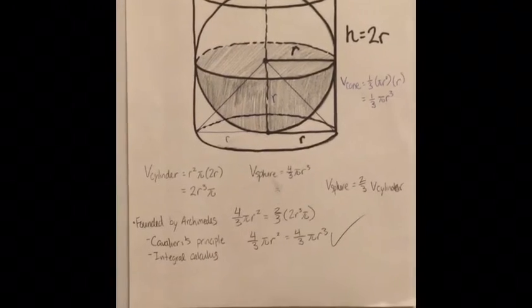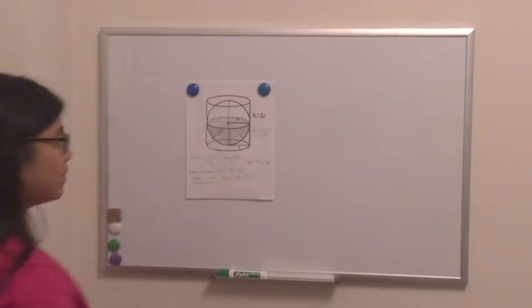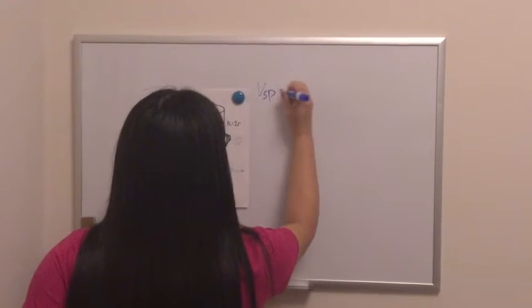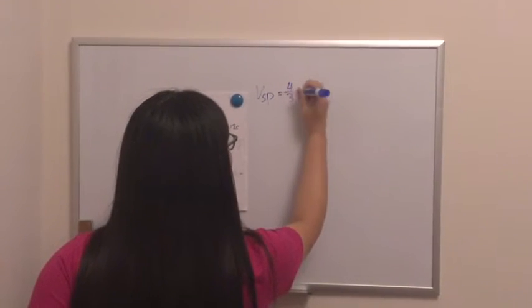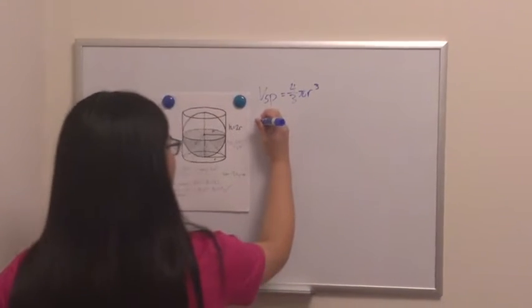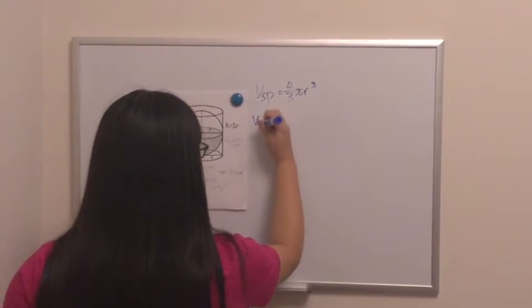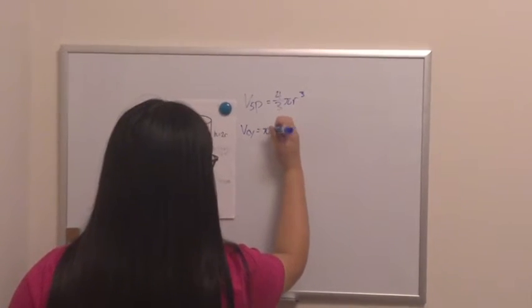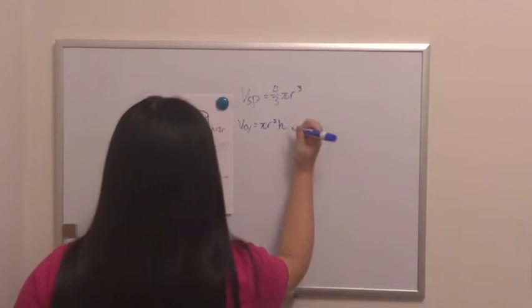So we can prove that here. So here we know that the volume of a sphere is 4/3 pi r cubed. And we also should know that the volume of a cylinder is equal to pi r squared times its height.